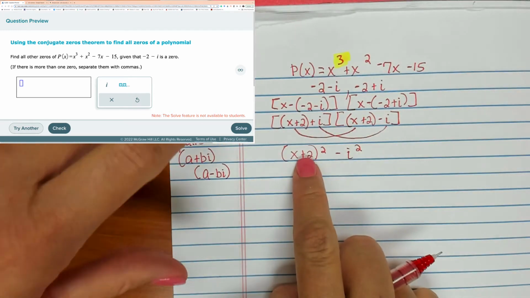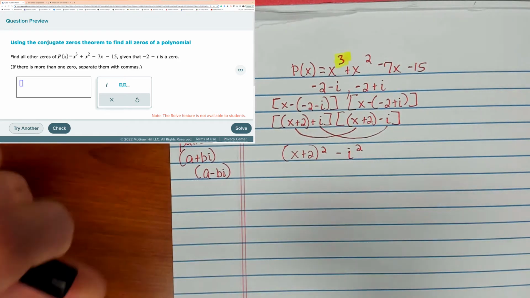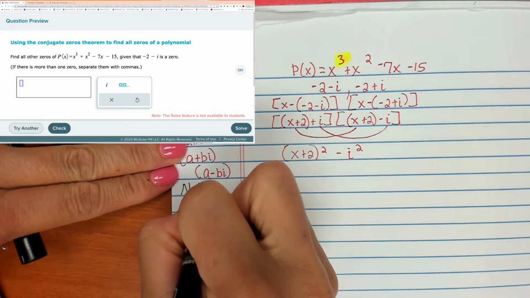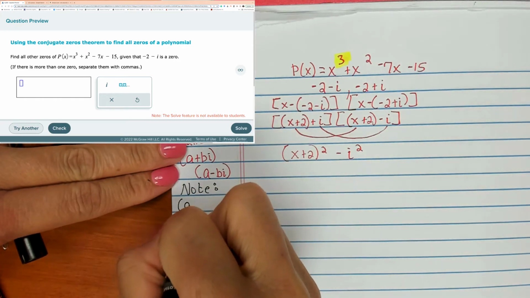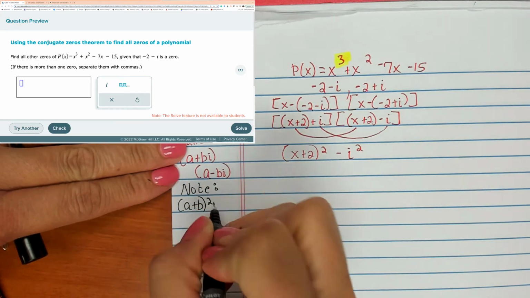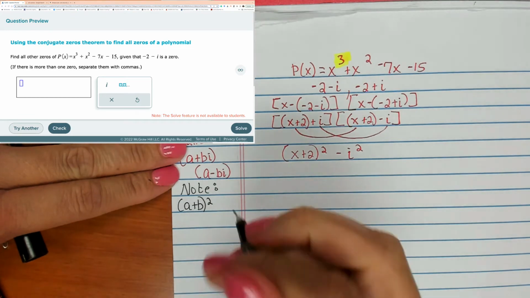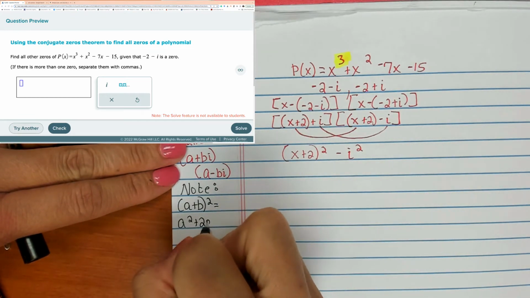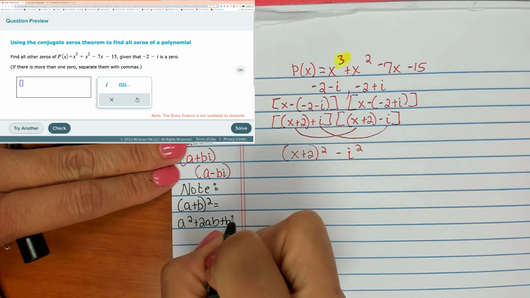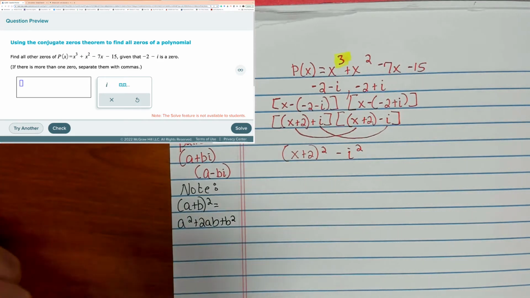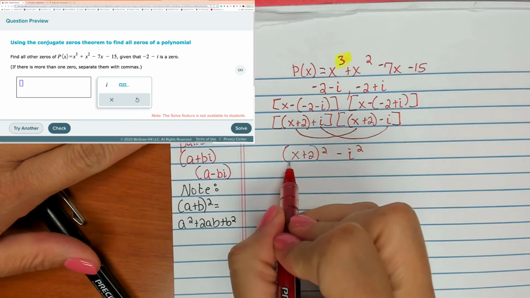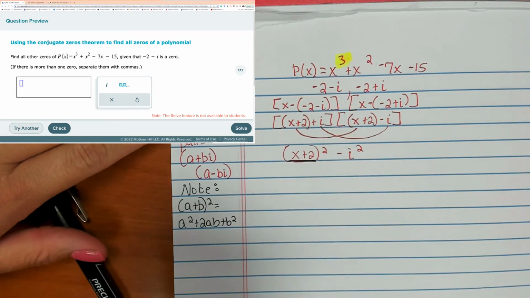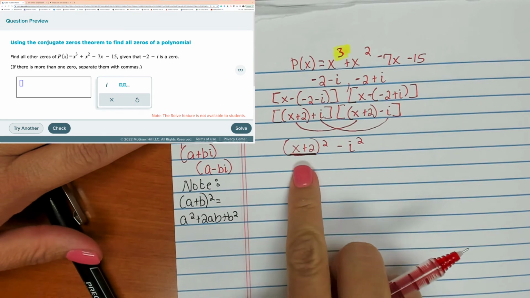And if you remember, another note, let's change my color here. So I can say note that if I square anything, a binomial in the form of a plus b squared, remember that pattern is a squared plus 2ab plus b squared. Well, that helps me out because if you remember that pattern, you can square this fairly simple, quickly.